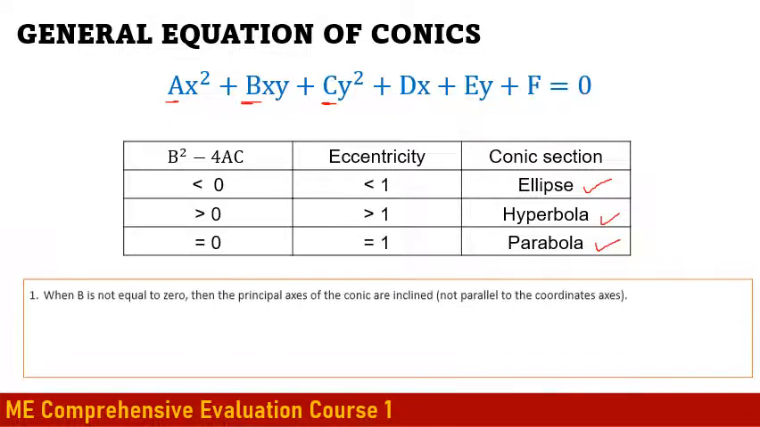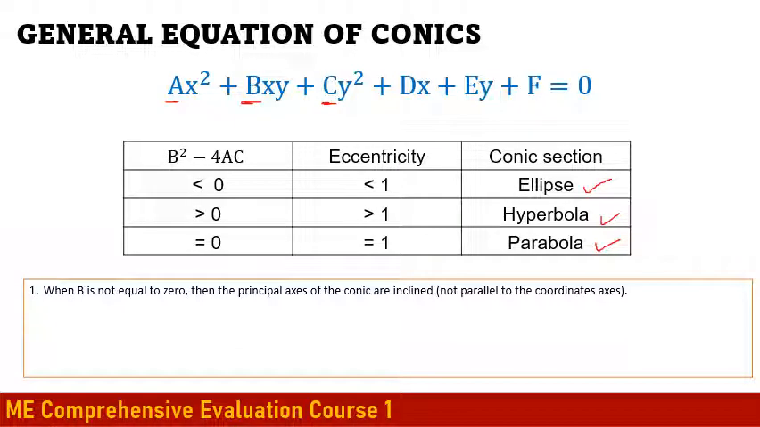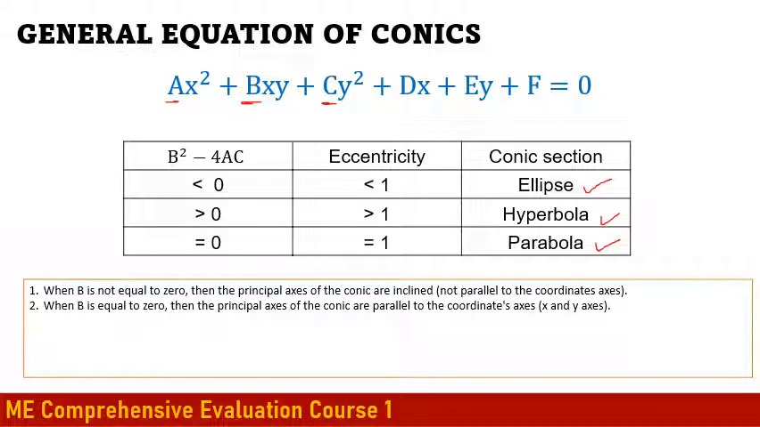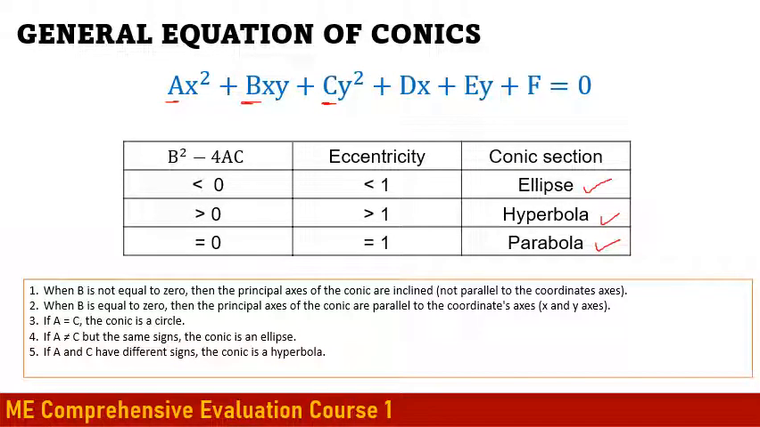Take note that in the general equation, when b is not equal to 0, then the principal axes of the conic are inclined, meaning they are not parallel to the coordinate axes. When b is equal to 0, then the principal axes of the conic are parallel to the coordinate axes x and y. If a is equal to c, meaning the coefficients of x squared and y squared are equal, then the conic is a circle. If a is not equal to c, but they have the same sign, then the conic is an ellipse. If a and c have different signs, then the conic would be a hyperbola.